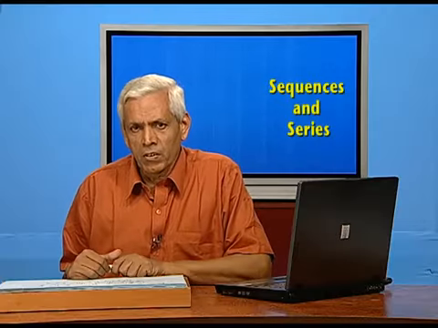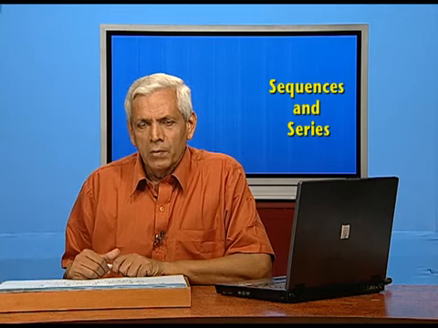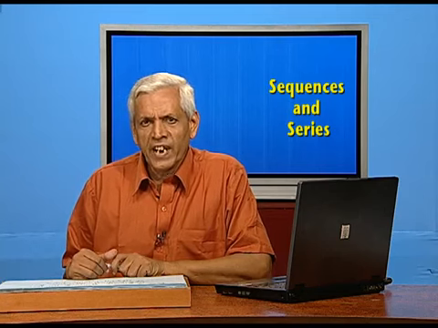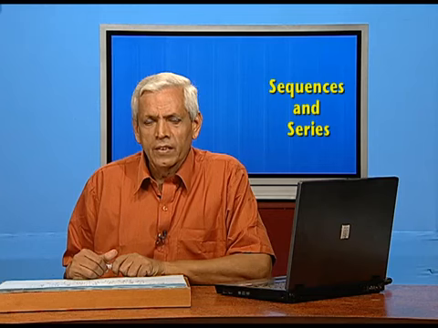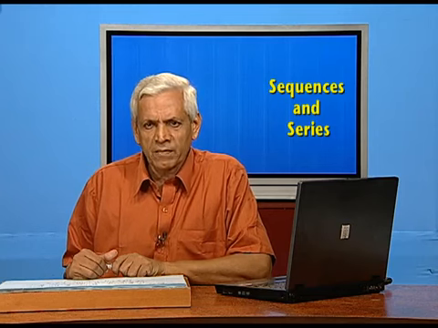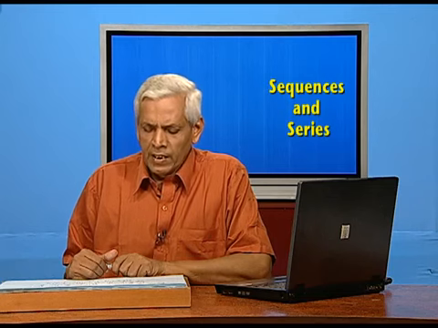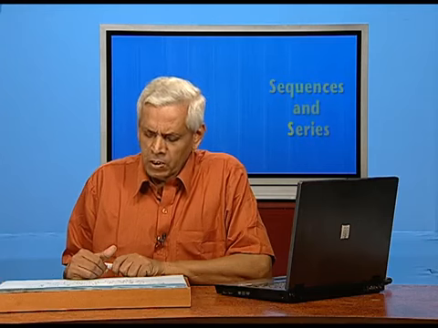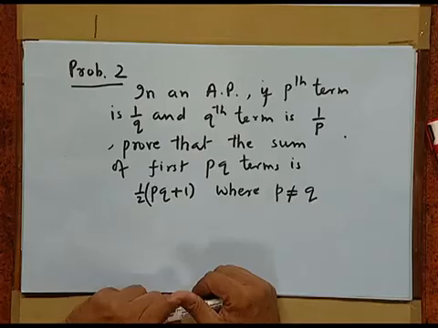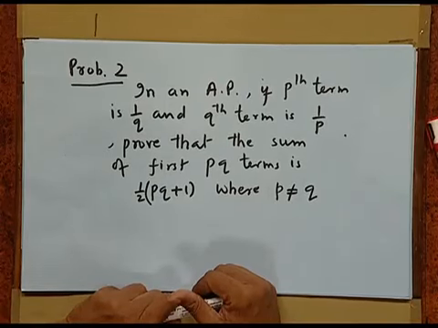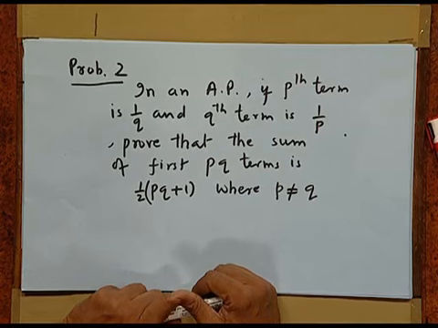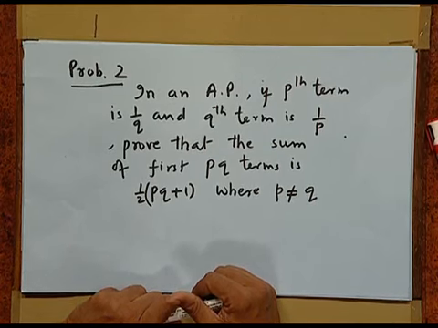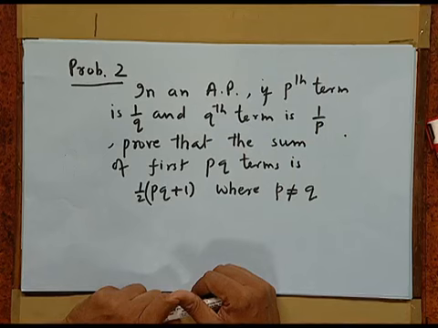In our previous problem, you might have noticed that we didn't find a and d at all. Similarly, our next problem also involves a similar thing. Here again we have an AP whose pth term is given to be 1 upon q and qth term is given to be 1 upon p. We have to prove that the sum of the first pq terms is half of pq plus 1.